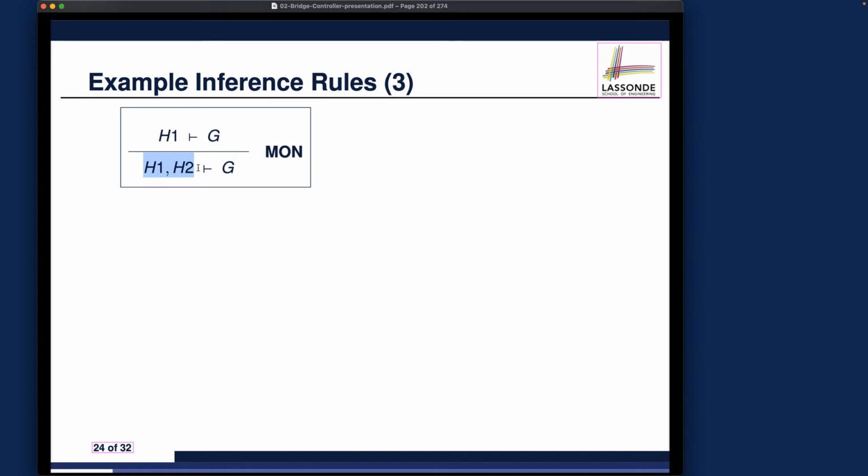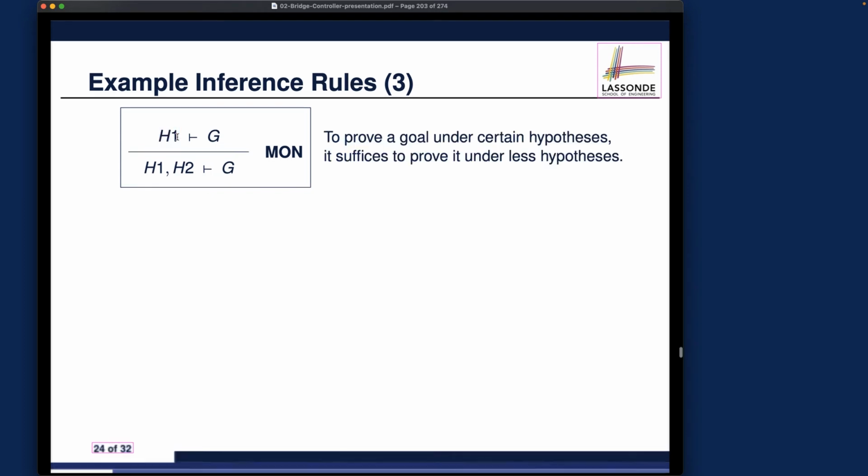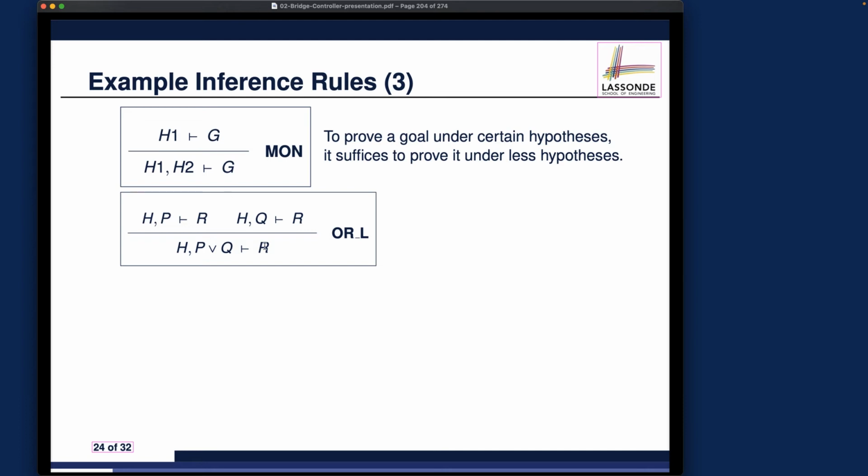It will be sufficient to prove the same goal G under less hypothesis, just H1. We can drop hypothesis. That's what we did earlier. And this one here, don't be too scared by the form. It's actually rather simple over here. Let's think about what's going on here. Let's think about it in the big picture.